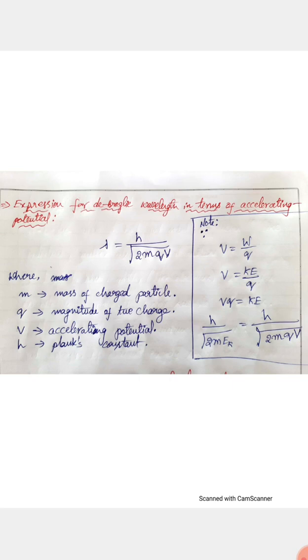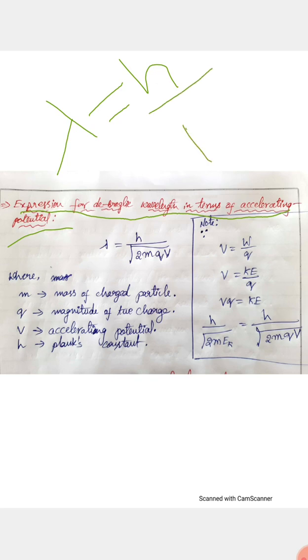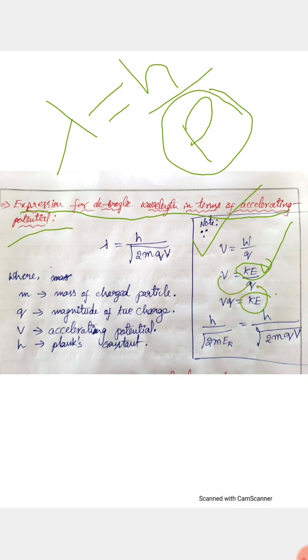Next expression, that is the expression for de Broglie wavelength in terms of accelerating potential. Again, we know the basic equation: lambda is equal to what? h divided by p. Now, in place of p, we have to write the expression in terms of the accelerating potential. We know the basic definition of potential, that is work done divided by charge. In place of work done, we make it kinetic energy divided by charge. From this, kinetic energy is equal to what? V into Q. V into Q is equal to kinetic energy.